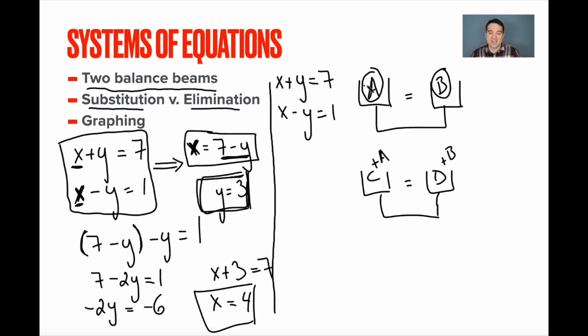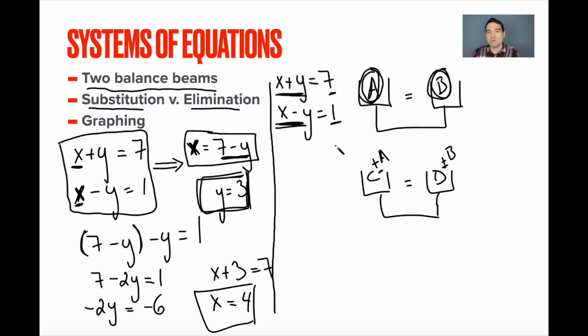So what I'm saying is I can very easily add or subtract, for that matter, the equivalent values from both sides because these are two balance beams. And let me show you what that looks like in practice. So here's the first side of the first balance beam. Here's the second side, so A, B. And then here's the first side of the second one and the second side of the second one.